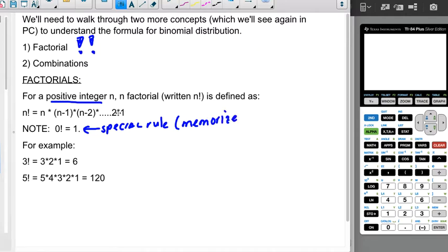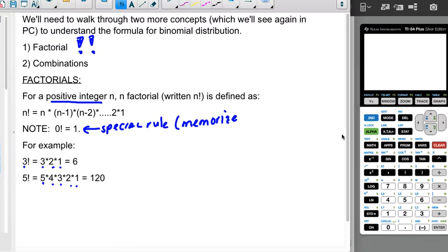So let me walk you through what I mean by this formula. 3 factorial, I start with the 3, and then I multiply by all the numbers until I get down to 1. So 3 factorial is 3 times 2 times 1, which is 6. 5 factorial starts at 5, and then I multiply by all the numbers until I get down to 1. So 5 times 4 times 3 times 2 times 1, which is 120. Okay, so that's 3 factorial and 5 factorial.